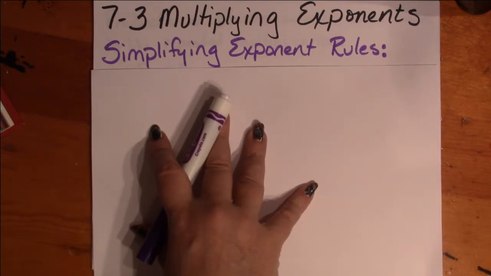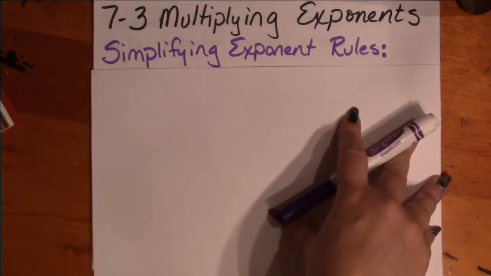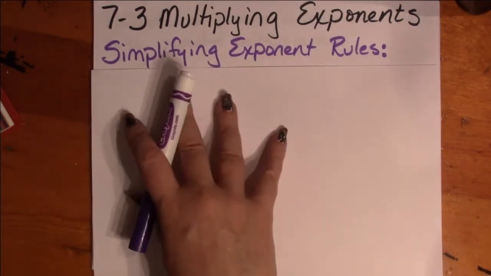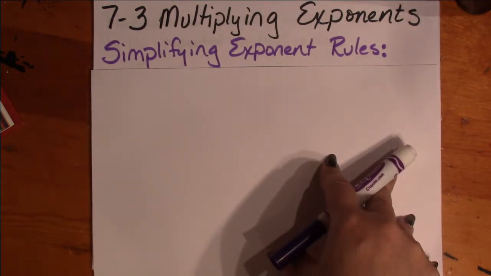Simplifying is not the same as solving. When you're solving, you know that x equals something. And we're not trying to find out what x equals. We're just trying to take something that's complicated and break it down into something simpler.